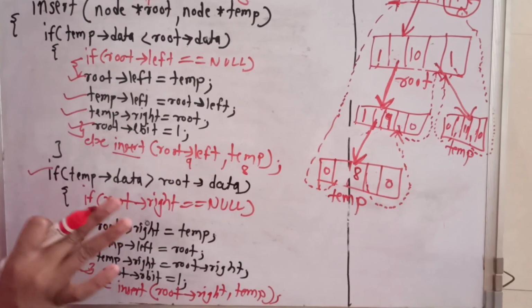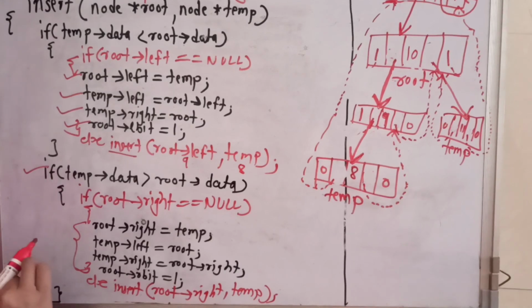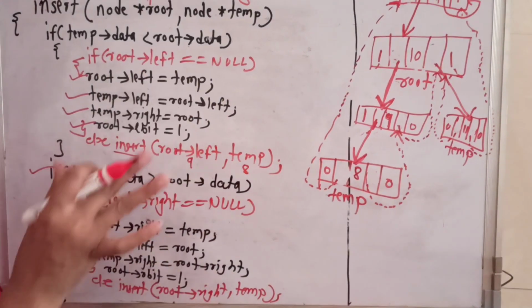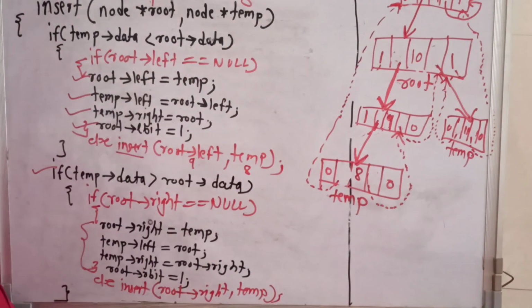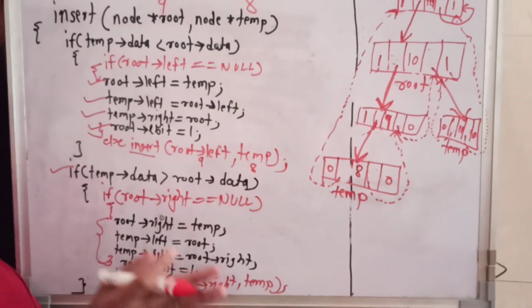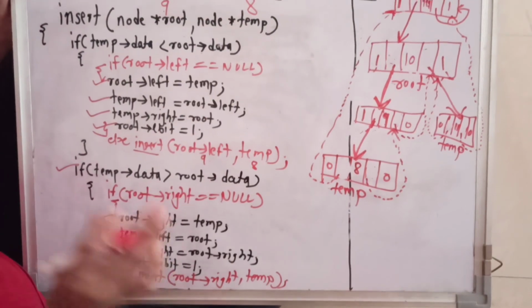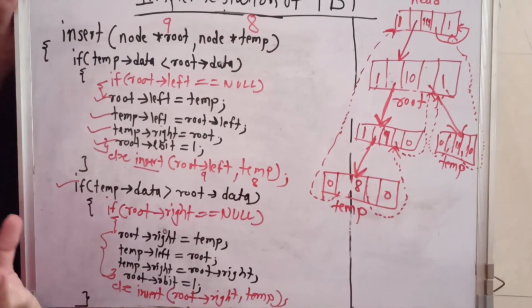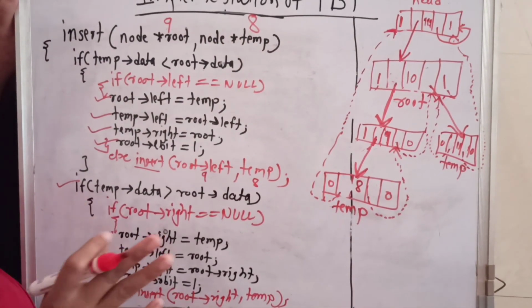So by this code now, this is the complete code for the insert function, and by this code you can insert any number of nodes into the TBT. This is the creation of the TBT also, or the implementation of the TBT for the create and the insert function. Hope you understood this concept very well here.